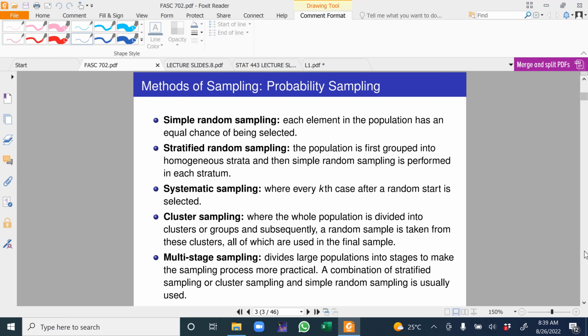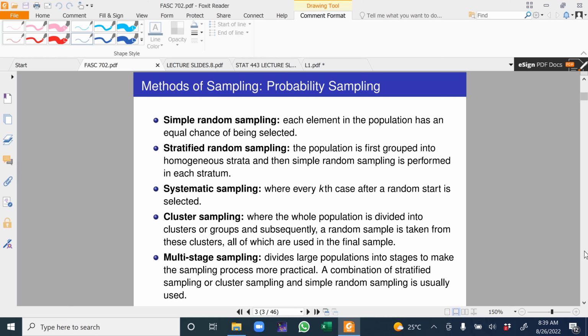Now, once you have identified your target population, then you have to select a sample. But we have various ways in which we can select a sample from the target population, and it is all guided by what you intend to achieve. There are two methods of sampling: probability sampling and non-probability sampling.